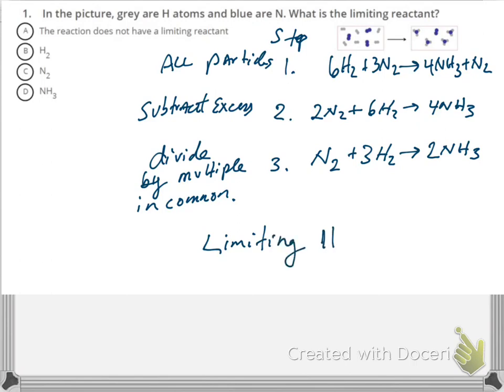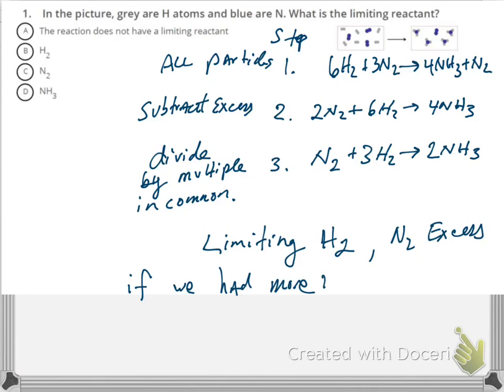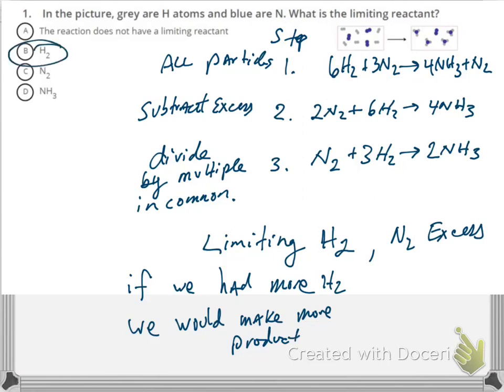And now we say, well, was there a species that was present as a reactant but was fully consumed? And if we had more of it, we would make more product, right? Because that's the real definition of a limiting reactant: what species, if we had more of it, would we make more product? It's not going to be N2 because we know we have more N2 at the end of the reaction. So in that case, it would be hydrogen. And so we would pick the answer B. B, hydrogen, is what's limiting the reaction. If we had more of it, we expect to make more product.